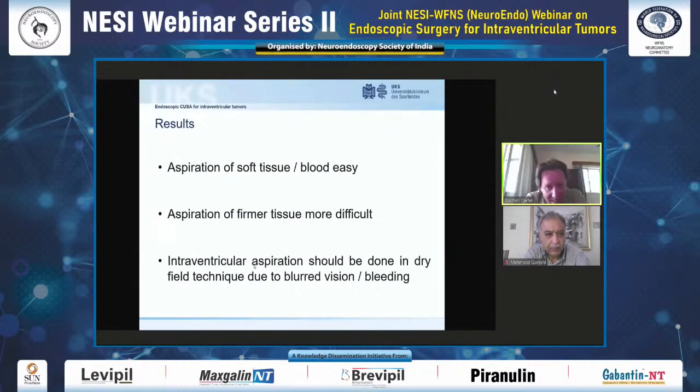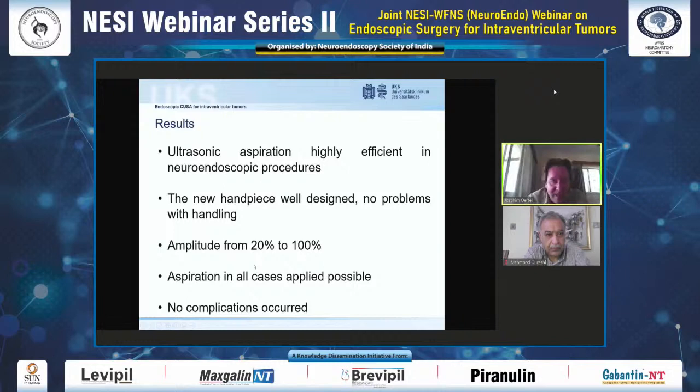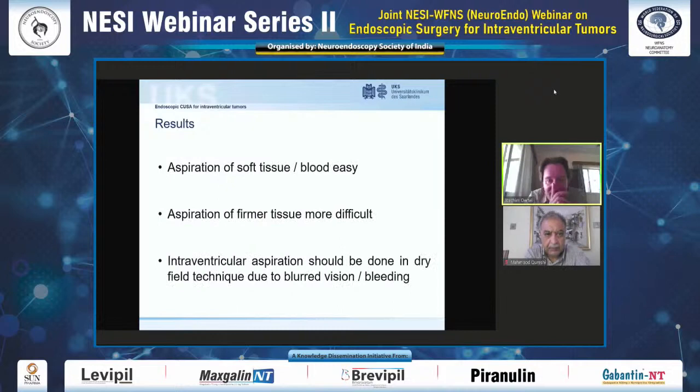And the amplitude, let me go back. The amplitude, I said, is set from 20 to 100%, and aspiration is possible in all cases. So far, no complications with the CUSA. I think the ideal indication is soft tissue and hematoma. Firmer tissue is more difficult.